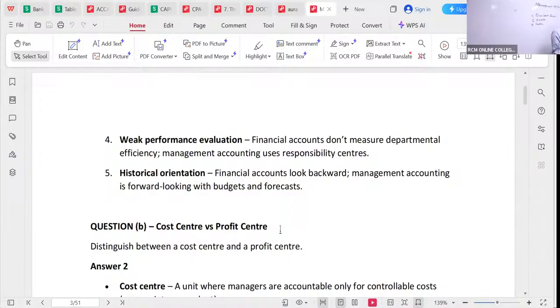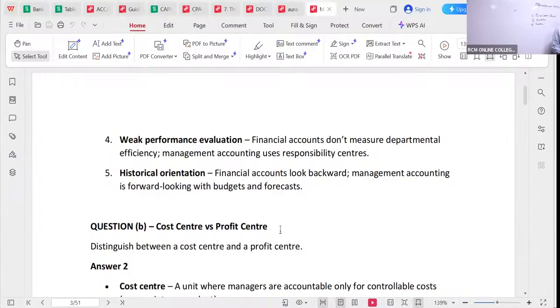Better performance evaluation. Financial accounts doesn't even measure this departmental efficiency. Management accounting uses what we shall be calling responsibility centers. Historical orientation: financial accounts looks backward. Management accounts is forward looking, with budgets and forecasts.